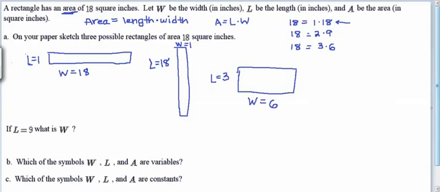When you're labeling things, it can be nice to include the area in it too. So you could say area equals 18, drawn right in the middle there. Here it might be harder to fit it in the middle, but you could try. And here as well.